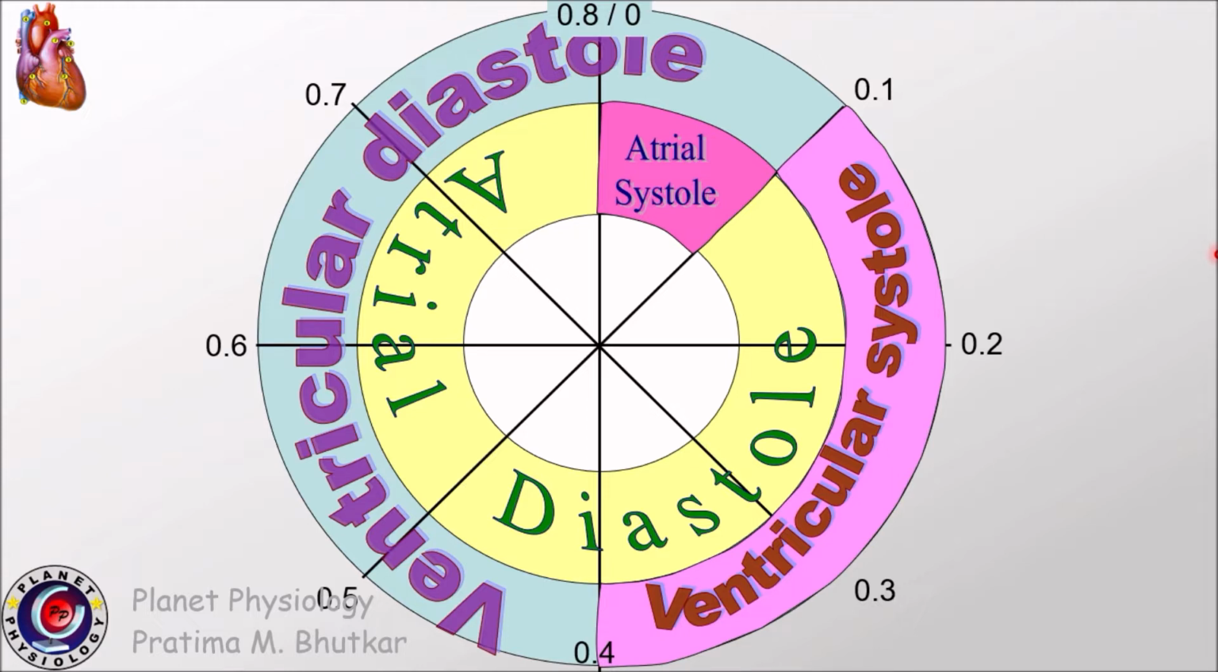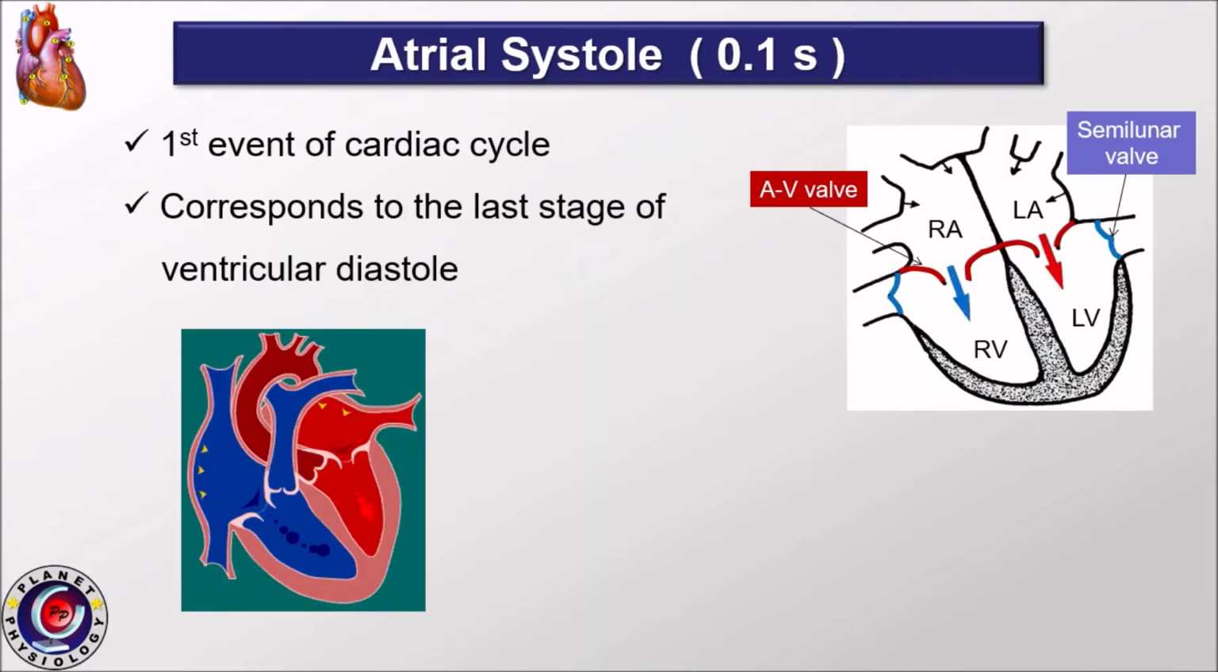Now, if you observe this diagram properly, we will understand that most of the atrial diastole is overlapped by ventricular systole as well as ventricular diastole, whereas this atrial systole is totally the part of ventricular diastole. It is the last part of ventricular diastole. So, this is the gross diagram indicating the various major events in the cardiac cycle. Now, let us study each event in detail one by one.